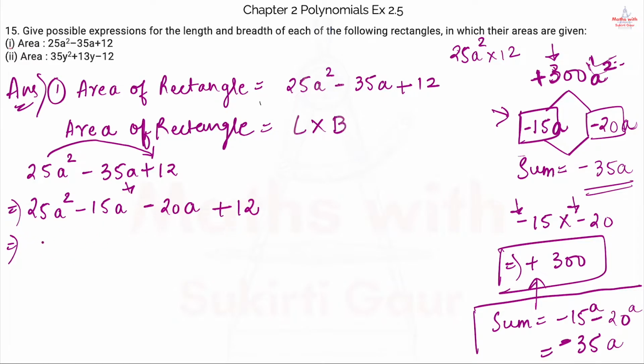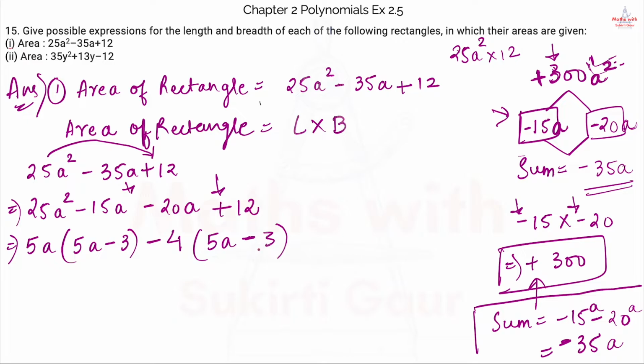So I'm going to take common out of the first two terms. If I take 5a in common, because I can see the numerical value common between them is 5, and the variable in common is a. So I'll be writing 5a and minus 3 inside. Out of the last two I can take out minus 4 common, so it will be 5a minus 3, because we want 4 and 3 to multiply and give us positive.